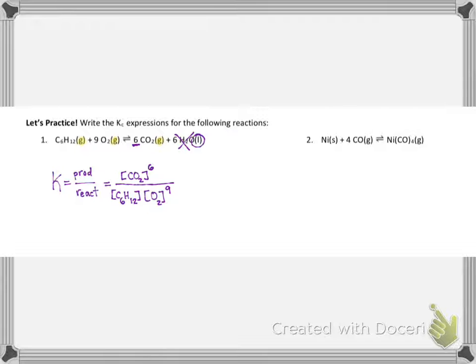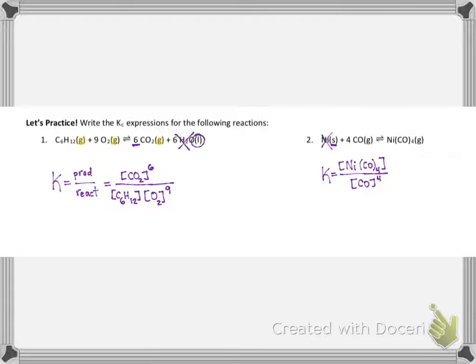All right, if you didn't try that one, you're definitely going to try this one. And when you're ready to check the answer, unpause the video. Did you realize there was a solid that we didn't have to include? And there you have it. Concentration of products divided by the concentration of reactants.